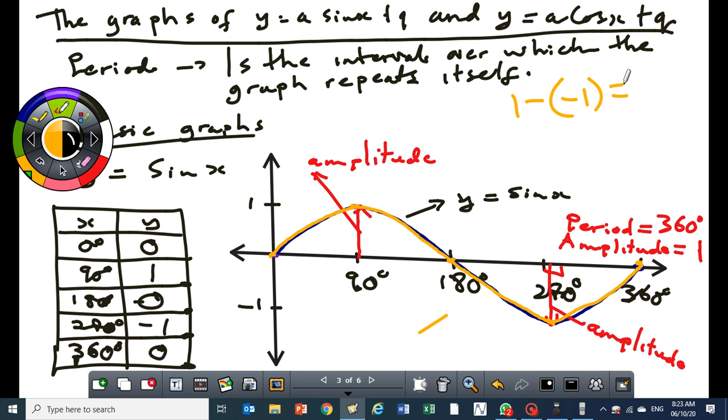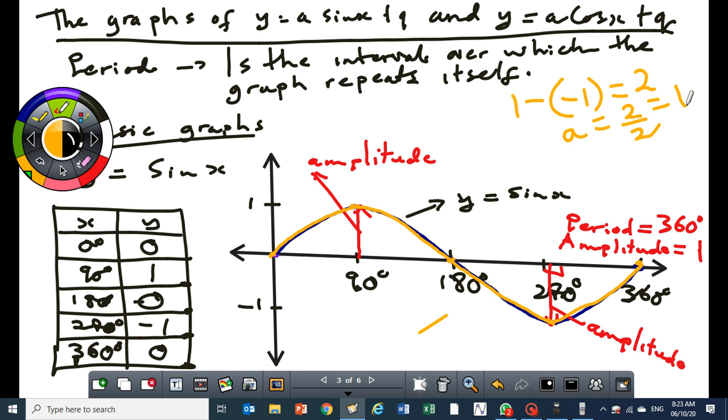Because amplitude is a distance, it's equal to y max, which is 1, minus y minimum, which is minus 1. So 1 minus minus 1 gives you 2. But that's not the amplitude. This 2 is the distance between the maximum and the minimum. The amplitude is half that distance. So to get the amplitude A, you divide that 2 by 2 and you end up getting 1.